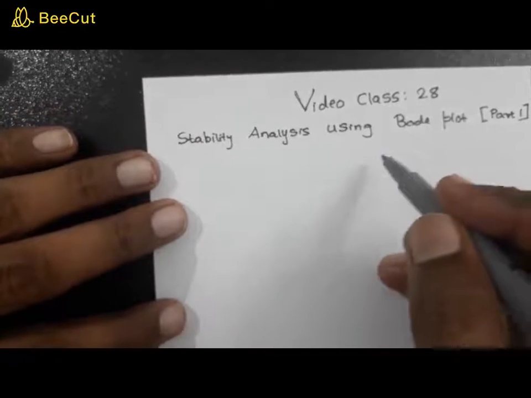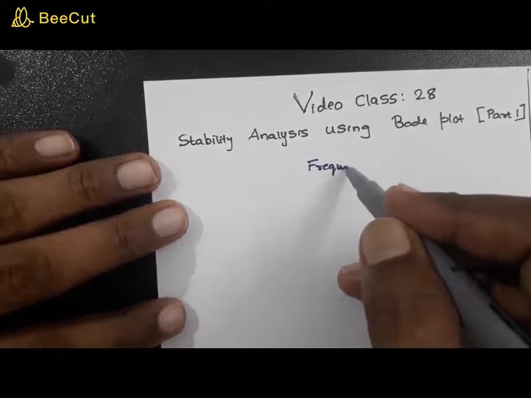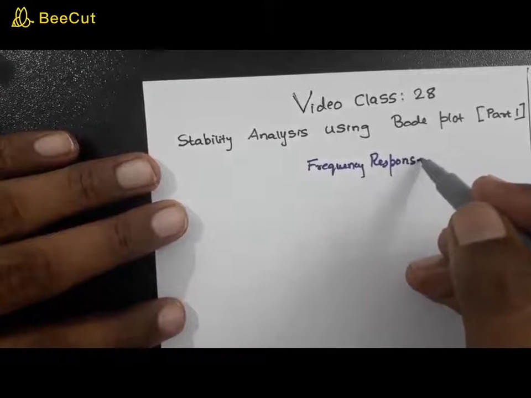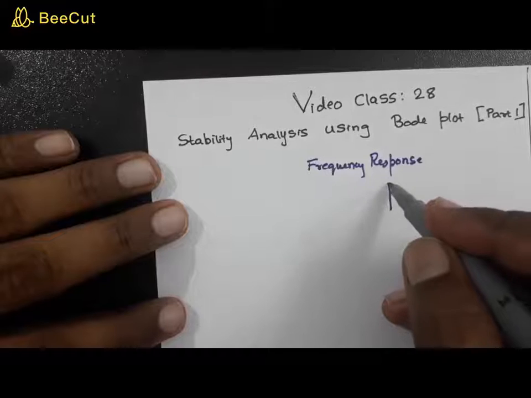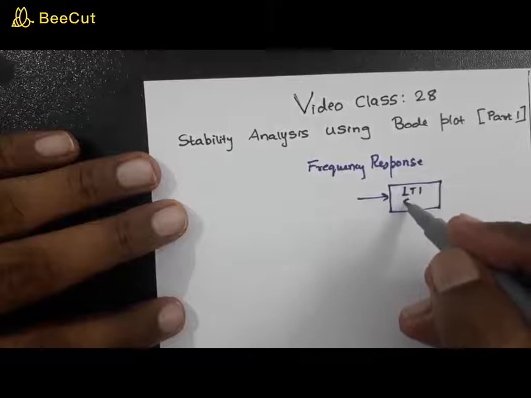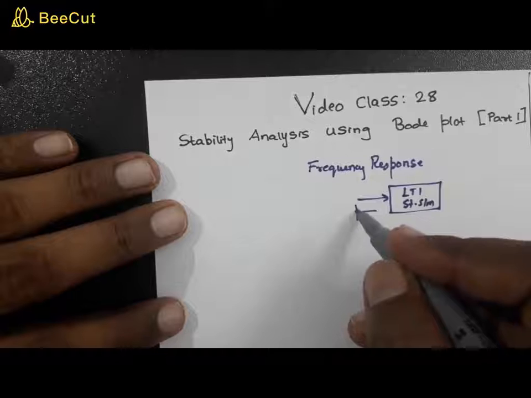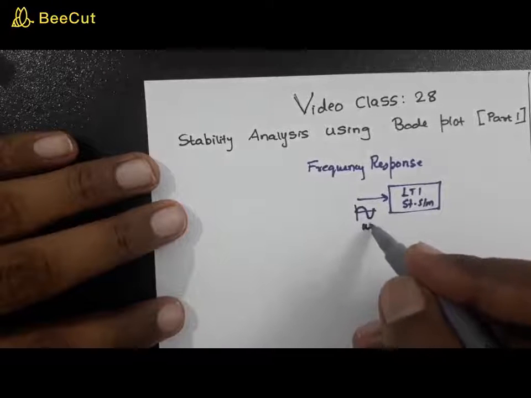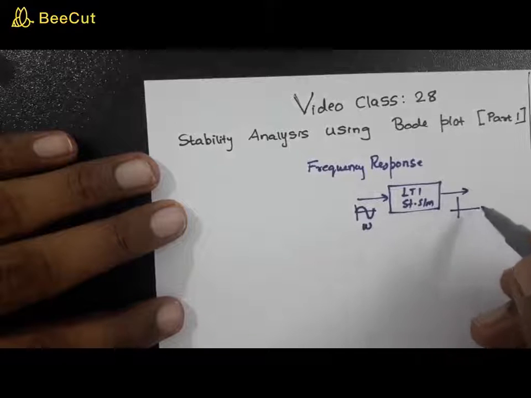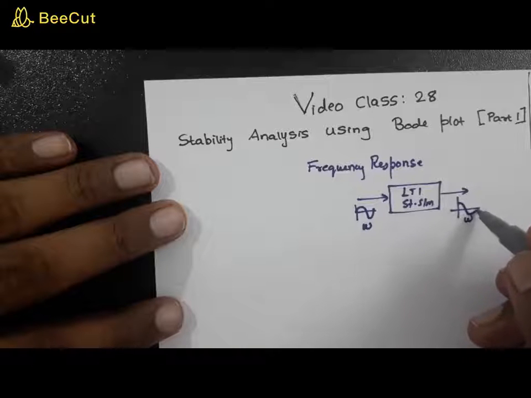In the last part of the video, we studied something called the frequency response of a system. I'm just giving you a recap of that. We considered an LTI stable system, and when you give a sinusoidal input with a frequency omega, you get another sine wave with the same frequency.